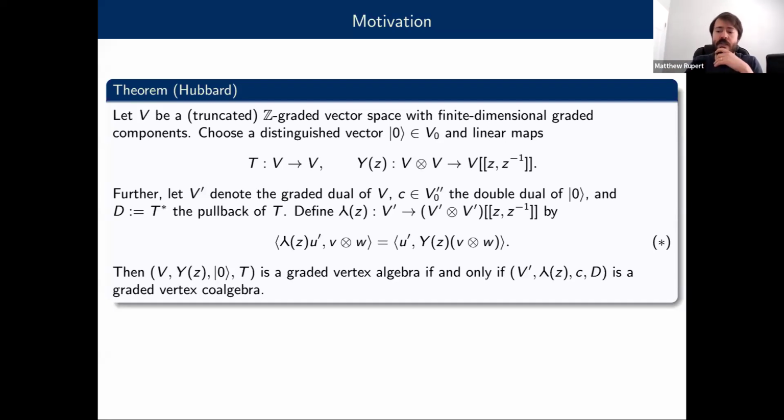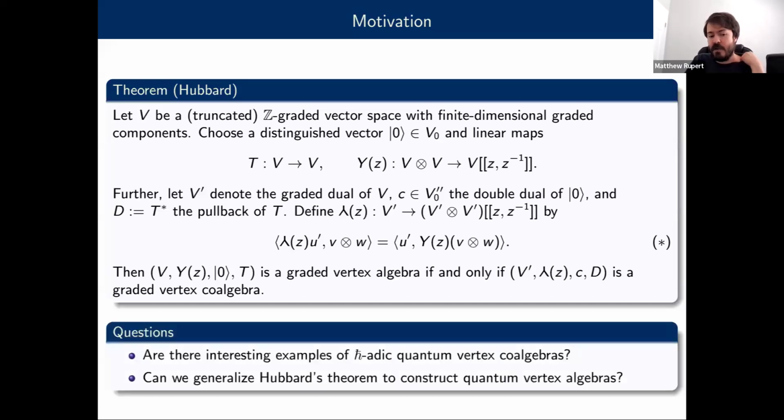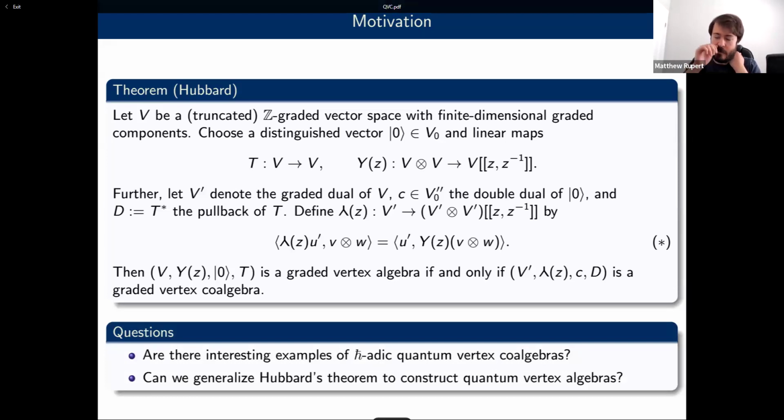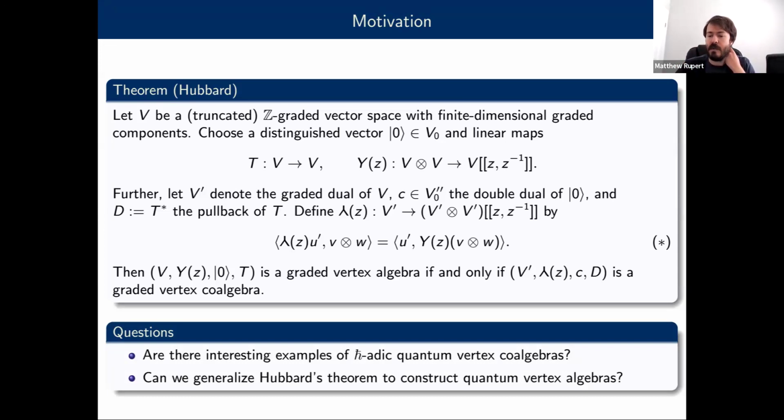Okay, and so this leads us to two very natural questions for quantum vertex algebras. First of all, the examples I mentioned before are on complex vector spaces. As far as I know, there are no examples in the literature of H-adic quantum vertex coalgebras. So the first question, of course, is, are there interesting examples of H-adic quantum vertex coalgebras? And can we generalize Hubbard's theorem to construct quantum vertex algebras?